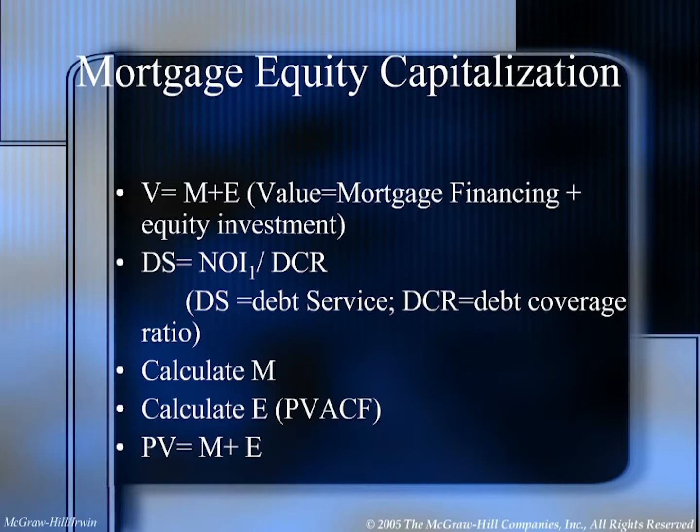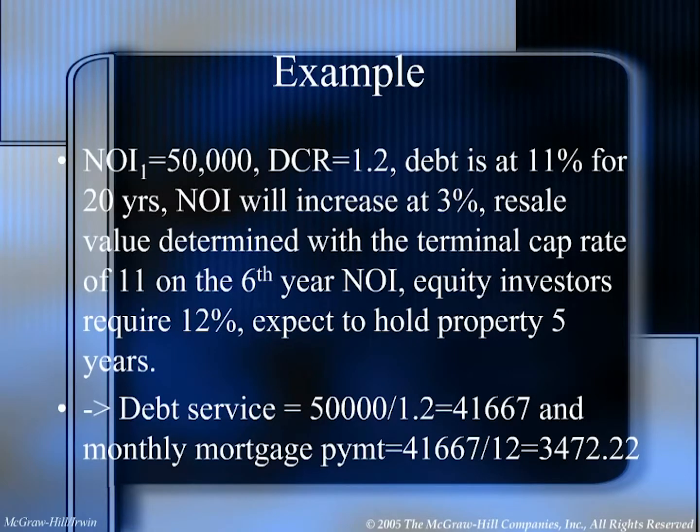Now we have to use the debt service number to calculate what the value of the mortgage is. And then we also calculate what the value of the equity is by coming up with the present value of all the after-debt cash flows. And then we'd add the value of the debt plus the value of equity to get the present value of the property. Let's look at an example.